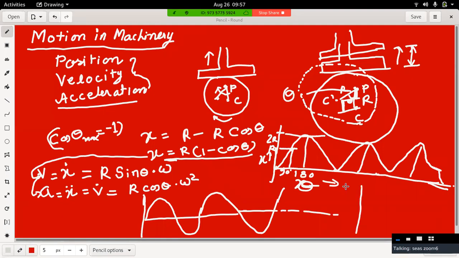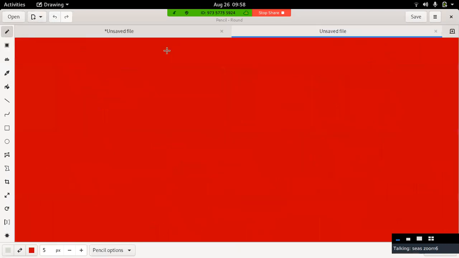Similarly, we can also plot the acceleration on the basis of this equation, and that's how we can determine the velocity and acceleration on the basis of position analysis. So position analysis is very important when we need to determine the velocity and acceleration of any machinery.